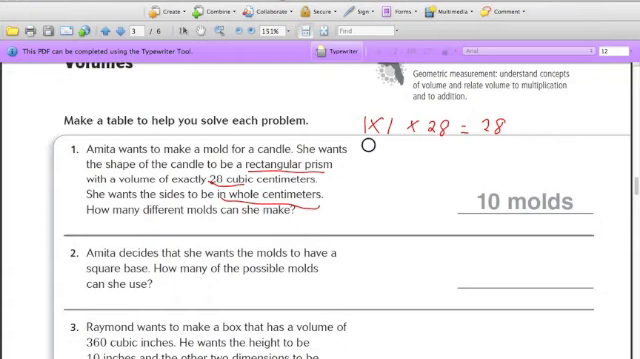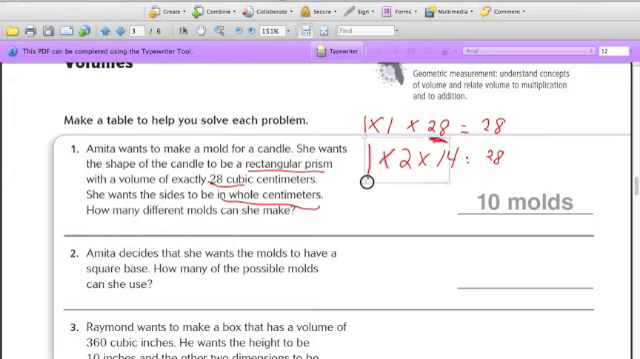So another fact family is 1 times, and I'm going to look, what multiplies out to give me 28? So I know that 1 times 2 times 14, that would equal 28 cubic centimeters. So this could be another shape to make a candle. This one is super tall and skinny because it goes up 28 centimeters. This one's not quite as tall and skinny. It only goes up 14 centimeters, but it's a new shape of a box.